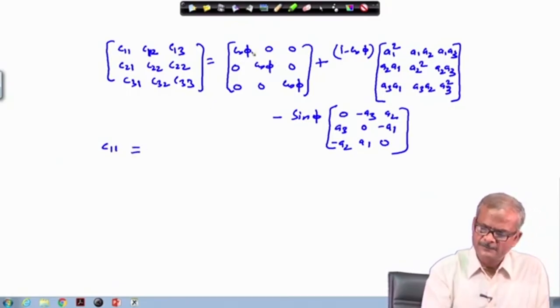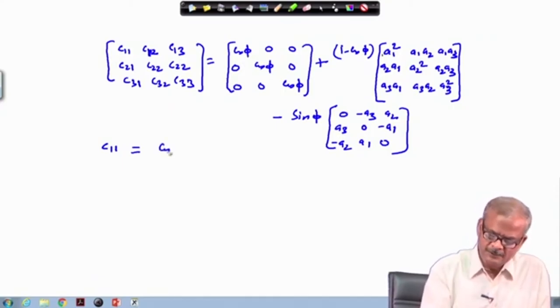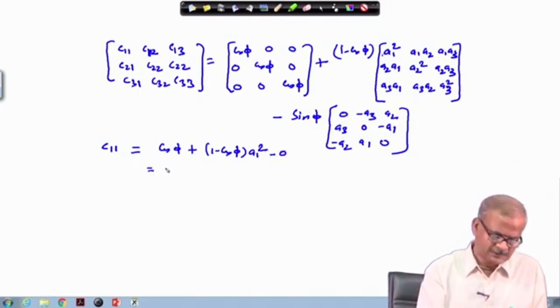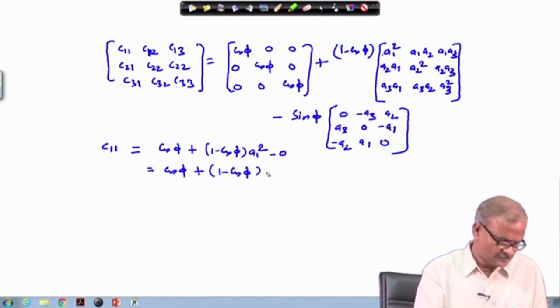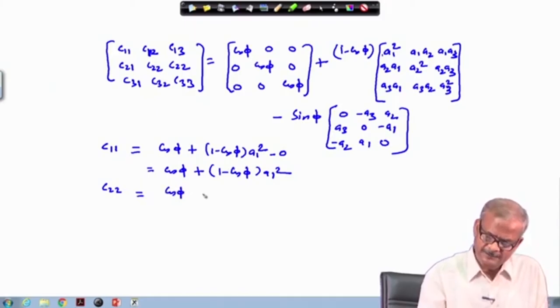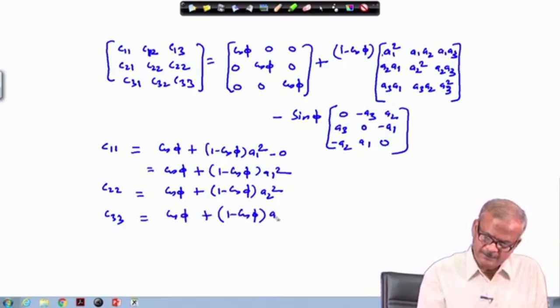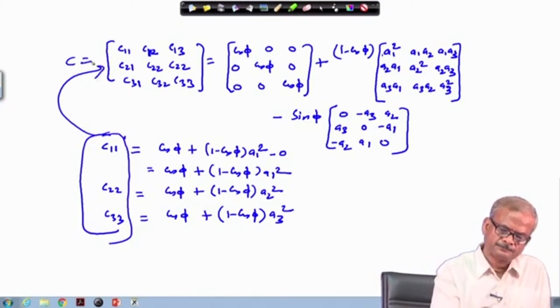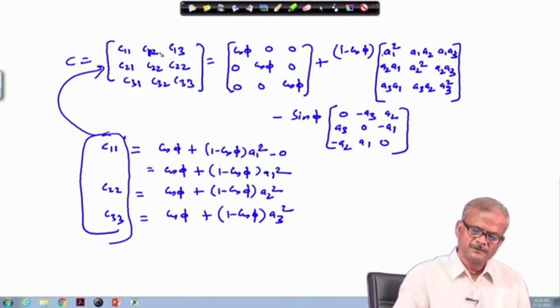Let us say C11. So, for C11 we need to add all the first terms. So, this will be cos phi plus (1 minus cos phi) times a1 squared, and here this first term is 0. So, this is your first term, which is cos phi plus (1 minus cos phi) a1 squared. In the same way, C22 will be cos phi plus (1 minus cos phi) times a2 squared, and C33 equal to cos phi plus (1 minus cos phi) a3 squared. So, the diagonal elements of this matrix C are known this way. It remains to find out the off diagonal terms.